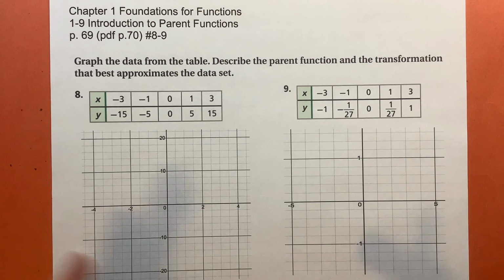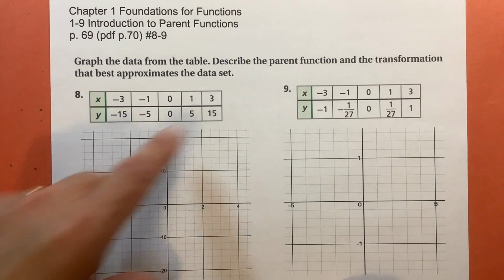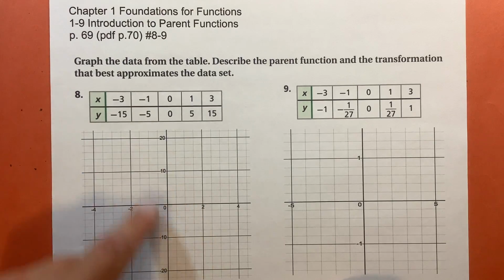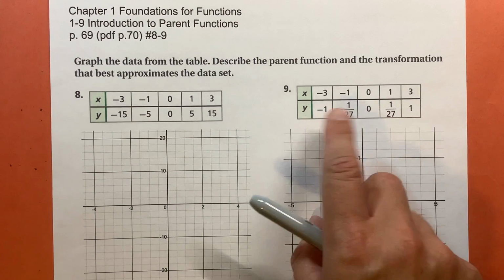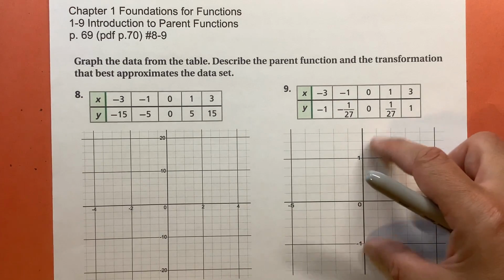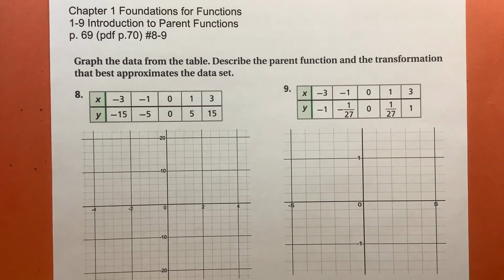And if you look at both of these, I tried to get this where it would match up. Notice that the y's go from -15 to +15, so I tried to go a little bit wider than that. And for this one, the numbers are from -1 to 1, so I tried to zoom in for that. So you notice that the scales are not the same for both. So be aware of that.